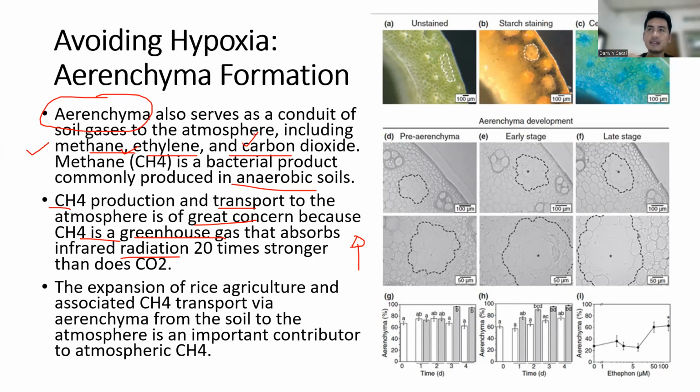Kasi yung air natin is a molecule, mas malalaki na molecule na kung saan ay mabilis lang siyang mawala kapag ifo-fulfilled siya ng water kesa sa ating methane. Kasi ang methane, they are present in the Aerenchyma. So kapag present siya sa Aerenchyma, so matagal ang release niya. So magkakaroon lang ng release kapag merong hypoxia. Okay? So the expansion of rice agriculture and associated CH4 transport via Aerenchyma from the soil to the atmosphere is an important contributor to atmospheric CH4.